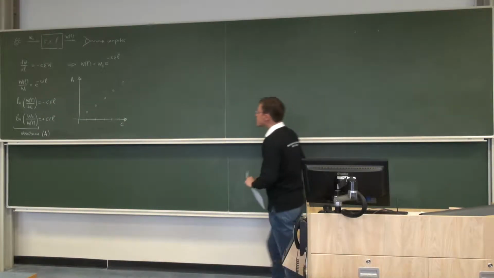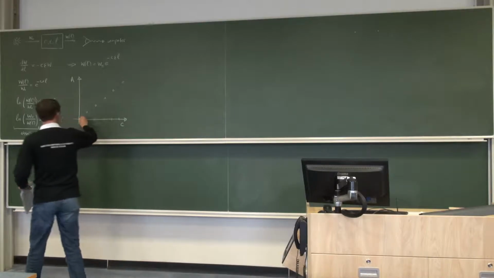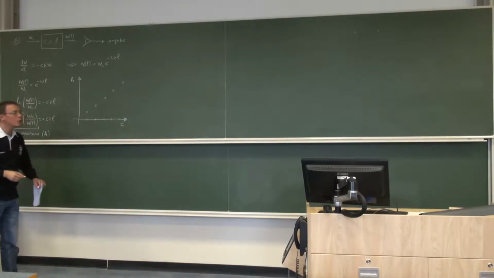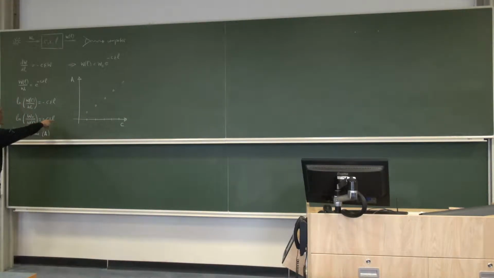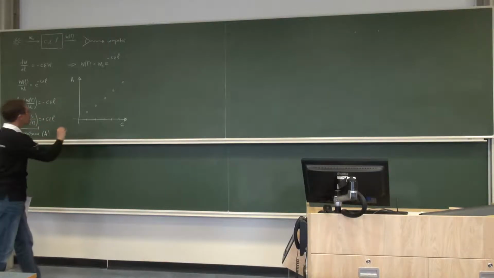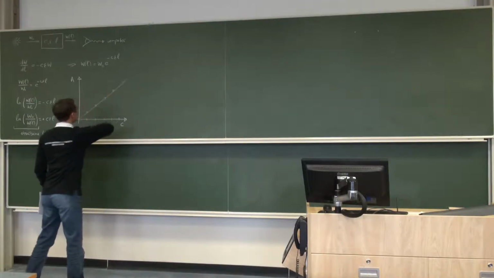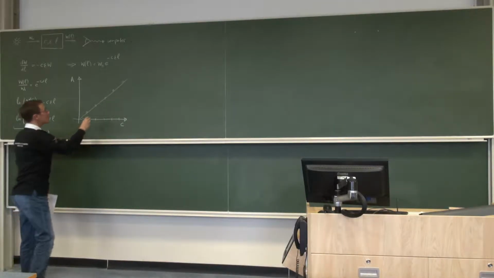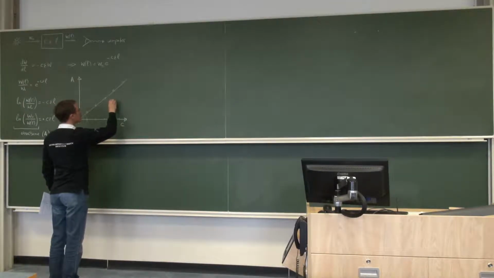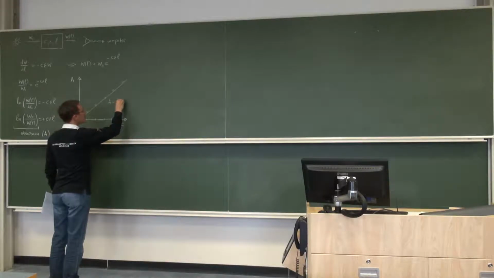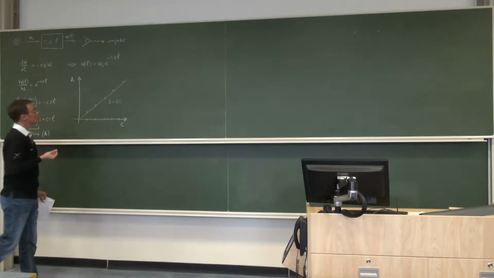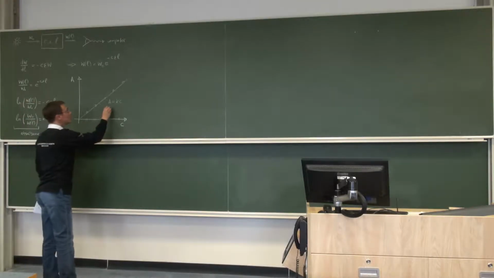We can then draw a straight line through this. It will either hit the zero exactly or will be pretty close to zero, because there is no intercept term here. So we draw a line through this. So this is A equals some KC, where K is the proportionality coefficient, so this is called calibration.